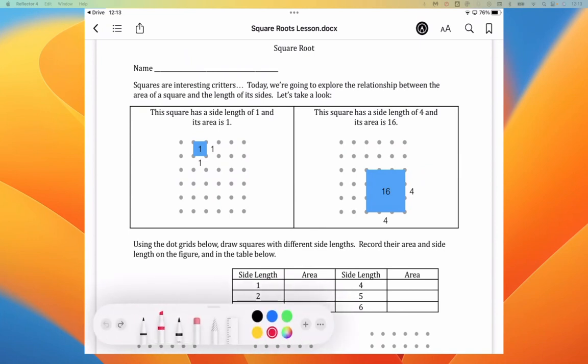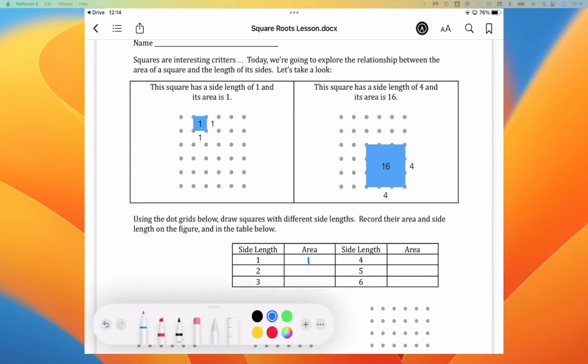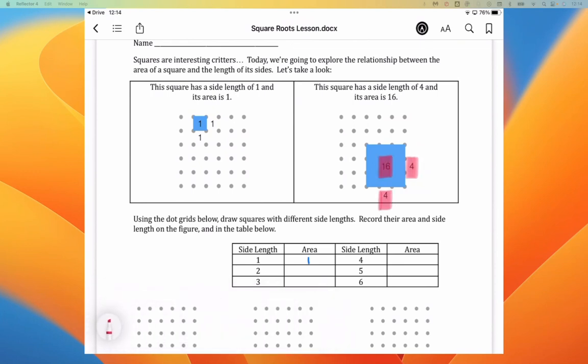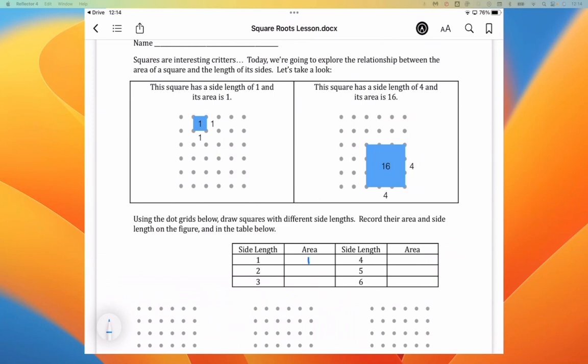And so we're going to be looking for patterns and recording what we see down here. So if the side length is 1, the area is 1. And the other example that we have there is a side length of 4. So side lengths of 4 produce an area of 16 because 4 times 4 is 16. So if I find this square that has a side length of 4, its area is 16.